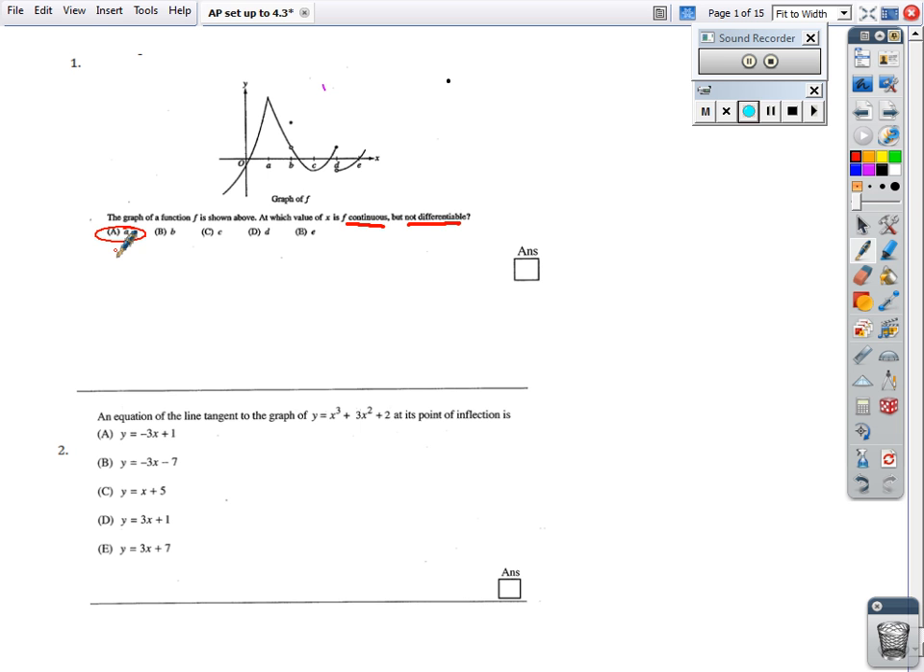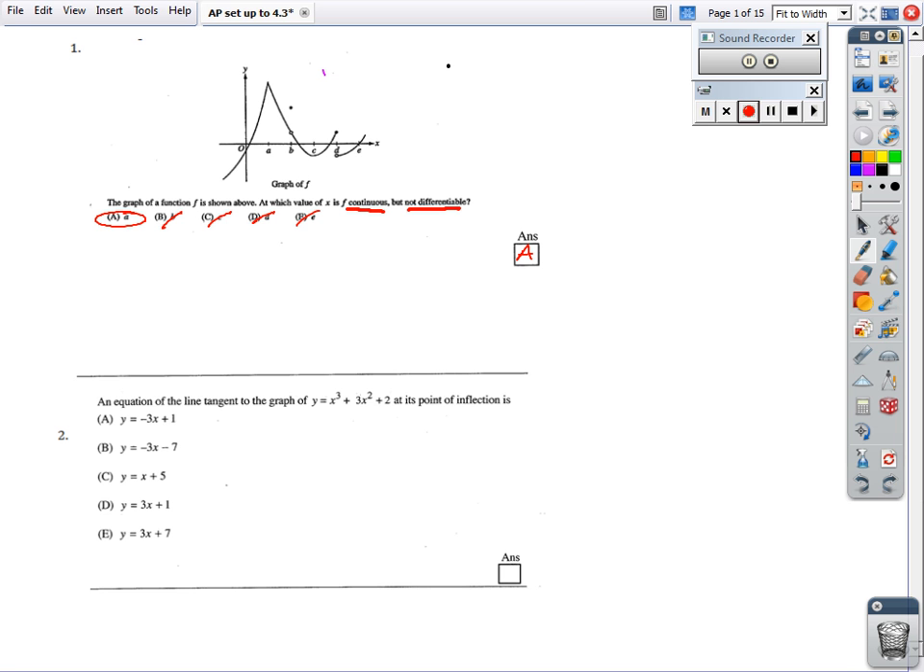I'll go through the other ones and tell you why they do not work. B does not work because there's a hole in the graph, so it's not continuous. C does not work because it is continuous and it also is differentiable. D does not work, obviously, because there's a break in the graph, so it's not continuous. And E does not work because it is continuous and it's also not differentiable. So our answer is A.